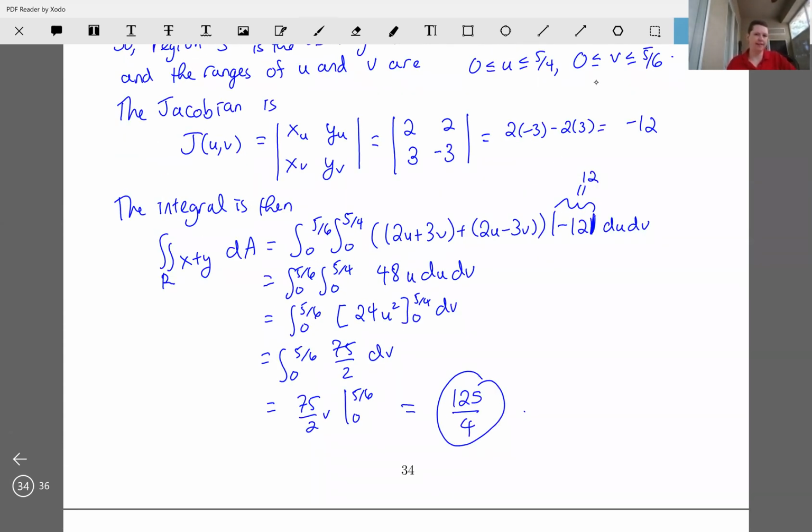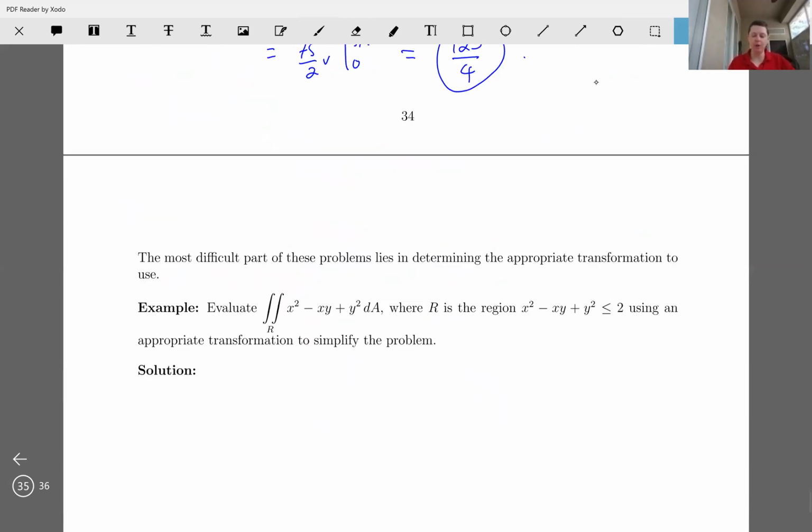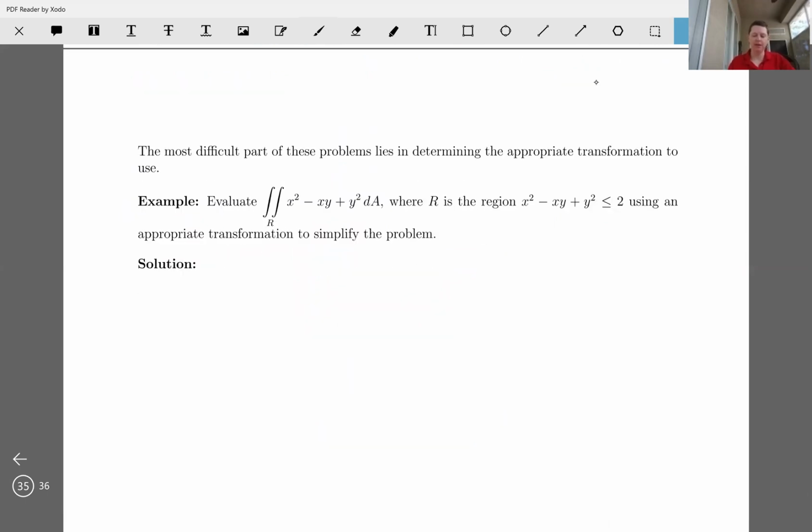And of course, I gave you the transformation. Now, the most difficult part of these problems is determining the transformation. So here we go. Let's evaluate the integral of x squared minus xy plus y squared dA, where R, the region we're integrating over, is x squared minus xy plus y squared less than or equal to 2, using an appropriate transformation to simplify the problem. So we have to figure out the transformation.